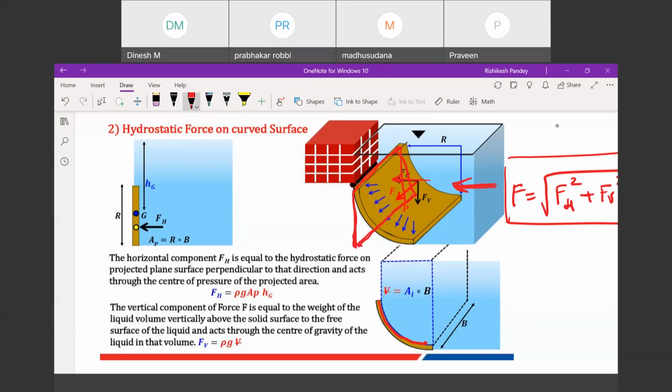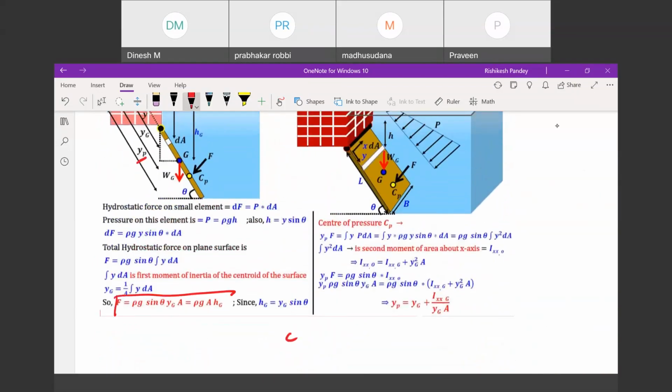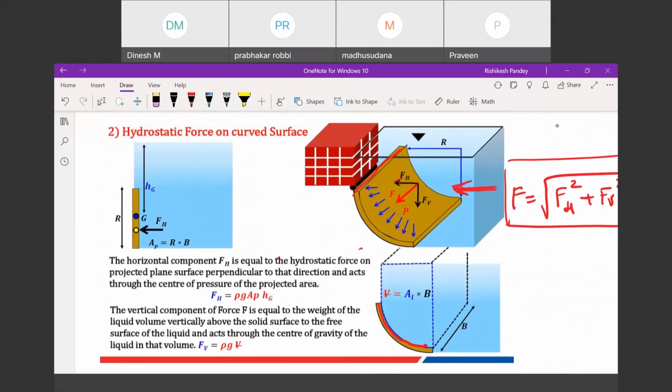Then you can apply the equations for calculating hydrostatic force that we used for the inclined plate we have seen. In that inclined case, theta was some angle. For the vertical case, theta will be 90 degrees, so you can use that same formula. Only this theta will become 90 degrees, that's all. Then you can calculate this F. This is the shortcut; otherwise you would have to integrate and find all those things.